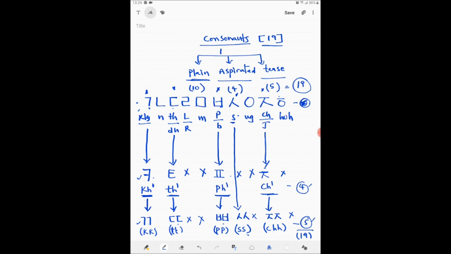Next class we will see more about vowels. In vowels also you have plain simple vowels and complex vowels. In the next class we will see simple vowels, and we will learn how we can construct a syllable using a consonant and vowel combination. See you next time.